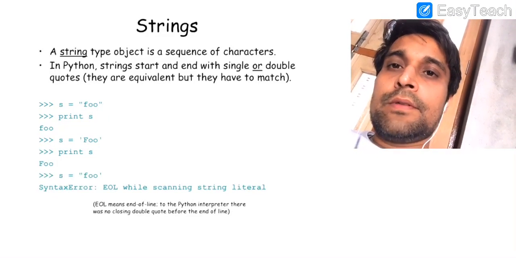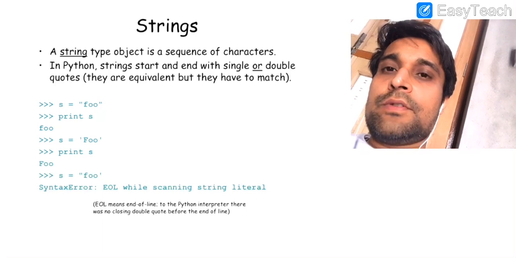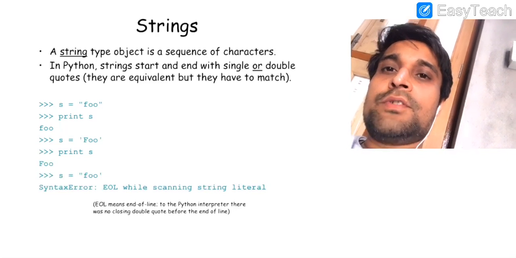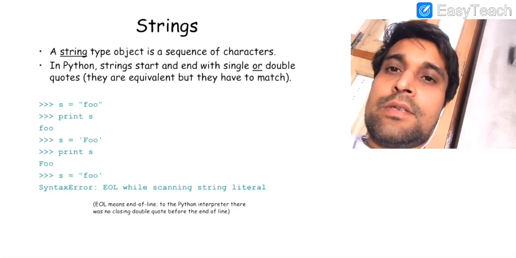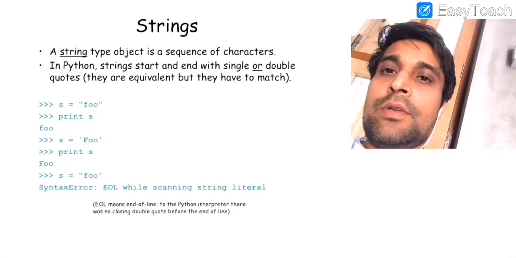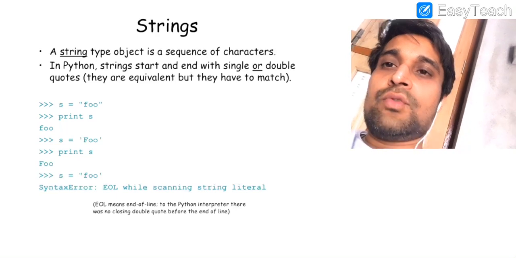Good evening everyone. Now we are going to start our chapter number 2, that is Python revision 2. In this chapter we are going to discuss string, list, tuple, dictionary, and then we will discuss sorting techniques which are insertion and bubble sort. So in this lecture we are going to discuss the very first data type, that is string.